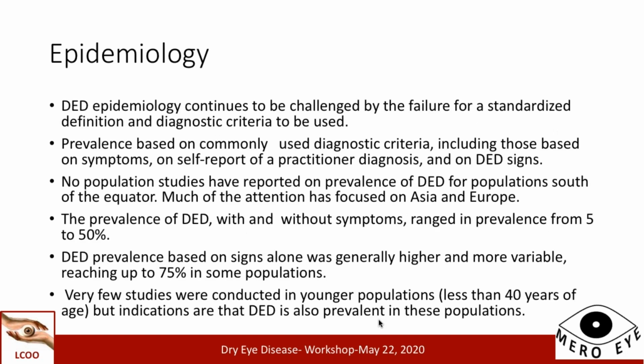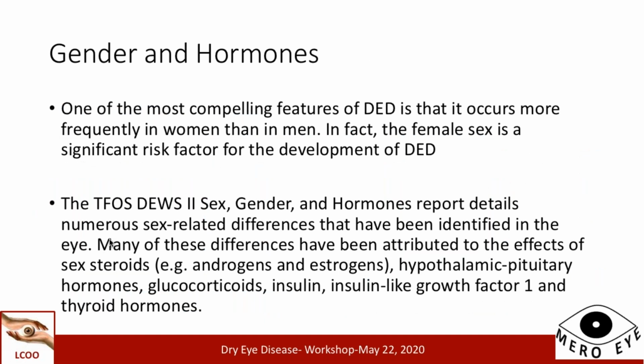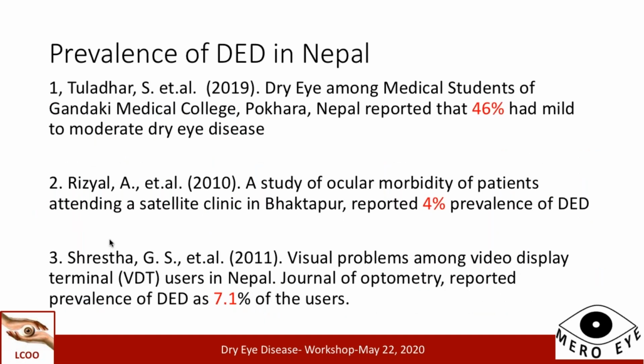So epidemiology of dry eye, yes, we've had a lot of reports, a lot of studies talking of dry eye disease. Anything ranging from 5 to 50% has been reported. I looked up some literature for Nepal. I found three good studies, again aligning with the international ones, which said 5 to 50%. In Nepal, one study reported 46%, one study reported 4%, and another one on visual display users, which is basically computer vision syndrome, reported 7.1%.